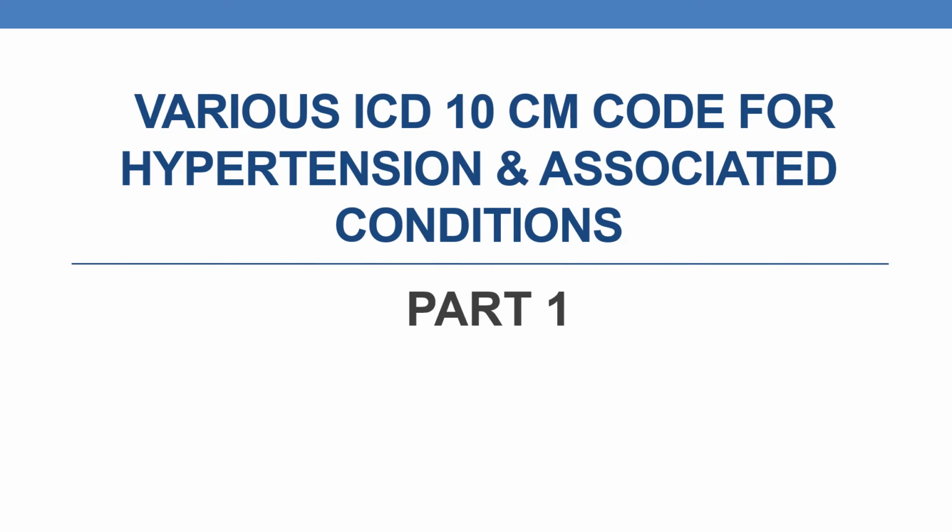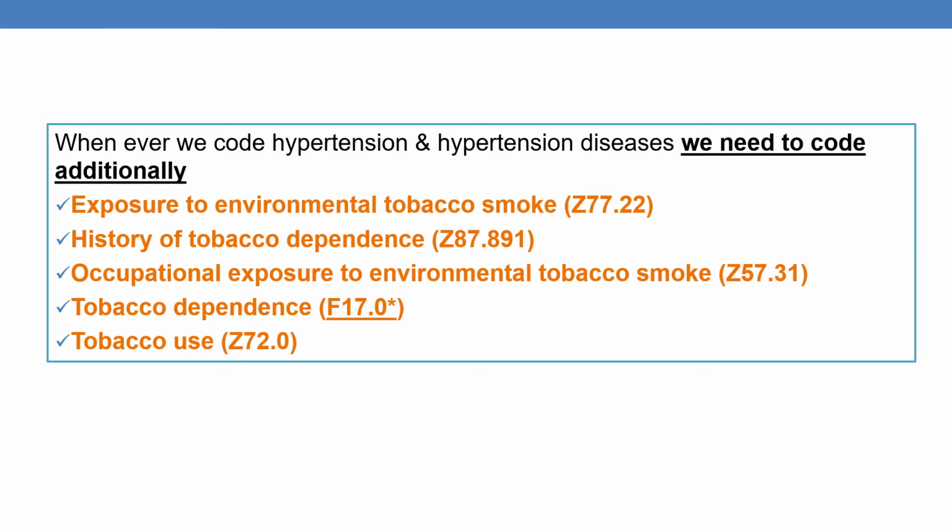Hello everyone, now let us discuss various ICD-10-CM codes for hypertension and associated conditions, part 1. Whenever we code hypertension or hypertensive diseases, we need to code additionally the exposure to environmental tobacco use.